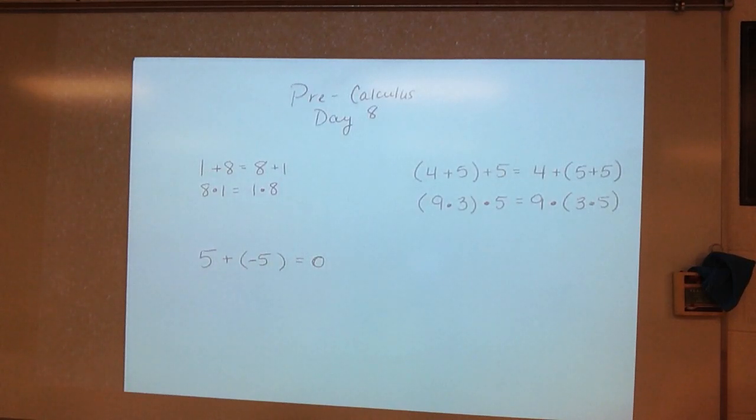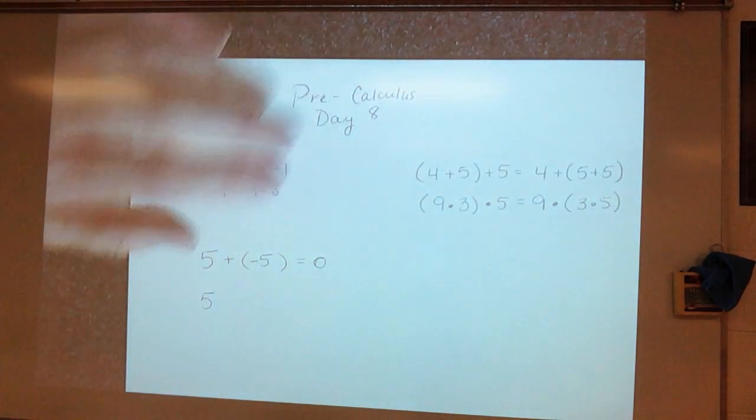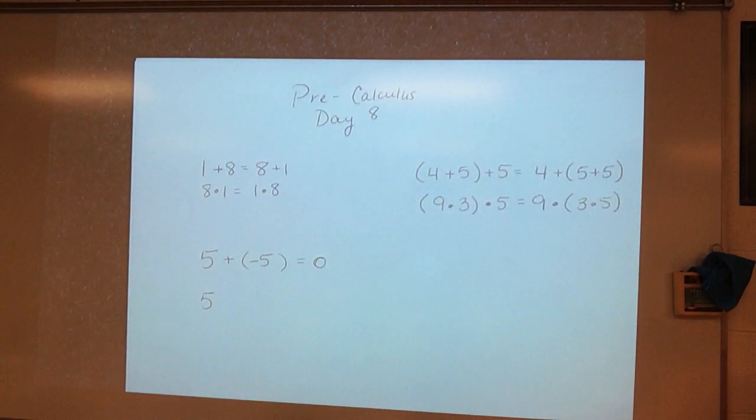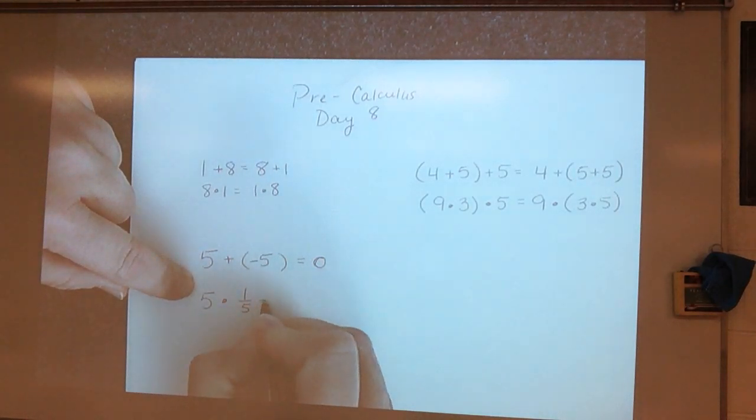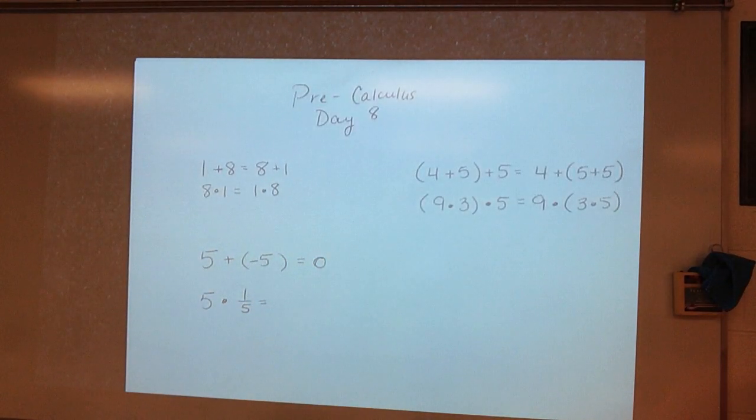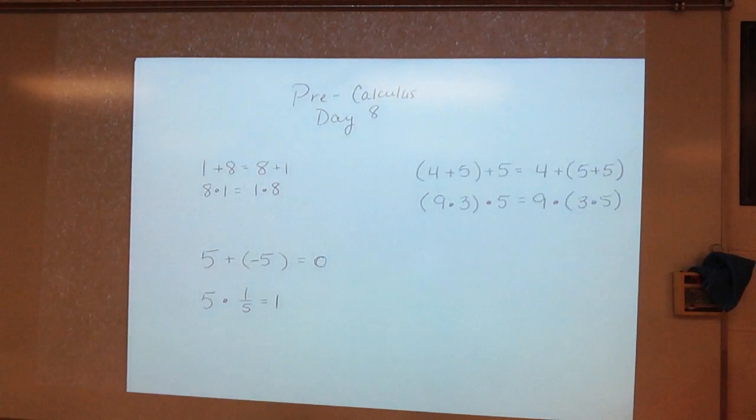Let's think about what happens when I do the inverse property with multiplication. All right? If you go back, the multiplicative inverse or reciprocal would be this. So 5 times 1/5 actually gives me 5 over 5, which is 1. So on the inverse property, when I add inverses, I get 0. But when I multiply inverses, I get 1.